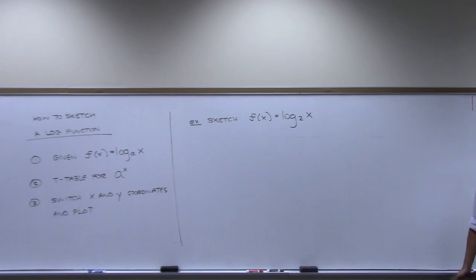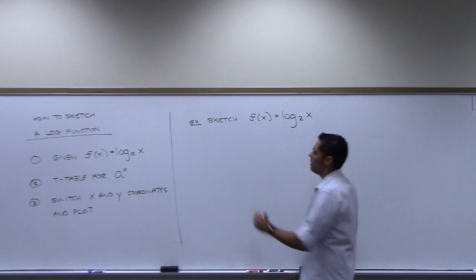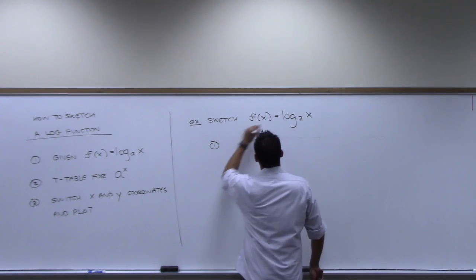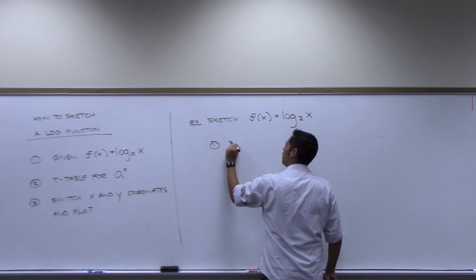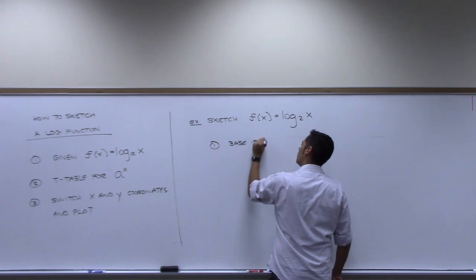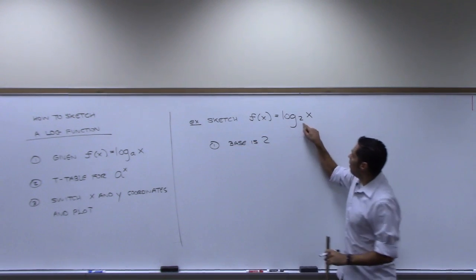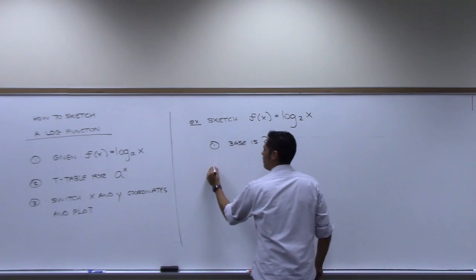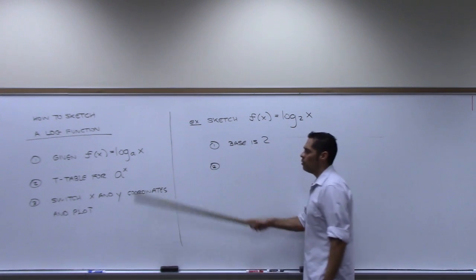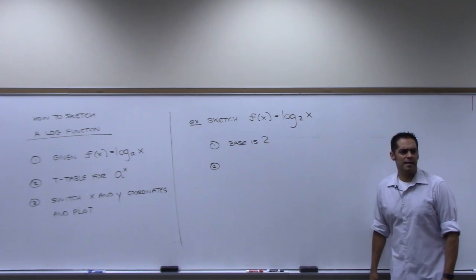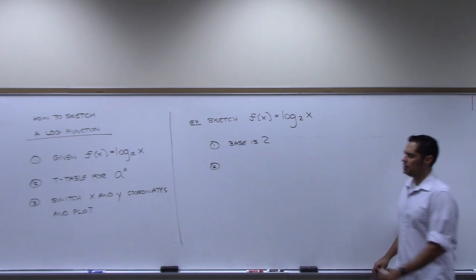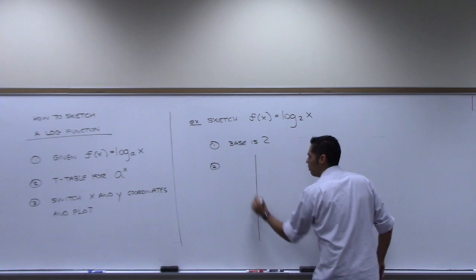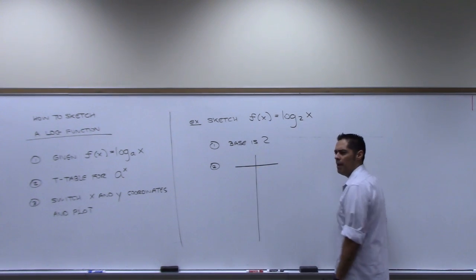And what is the base of this log function? 2. So my first step is just to make sure that I've got a log function, and I'm even going to put here my base is 2. All right? Just kind of identifying what my base is. The next step is to make a t-table for a to the x. What? That means make a t-table for a to the x.